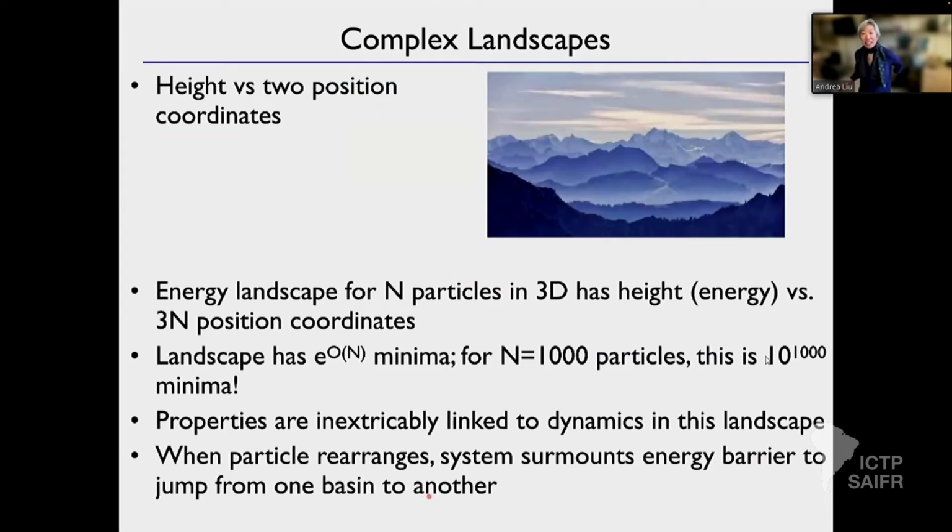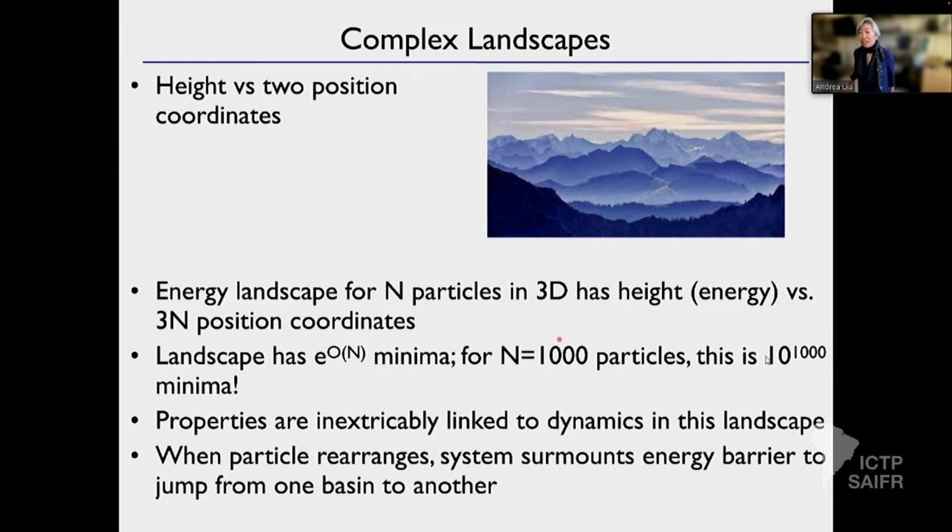Okay, so I think you've heard quite a bit about complex landscapes, but right, I have a picture of the height versus two position coordinates. We're really thinking about a landscape where we have energy as the height, okay, and versus 3N position coordinates where N is of order, say, 10 to the 20. So it's a very, very high dimensional landscape. And it has a huge number of minima. So e to the order N minima.